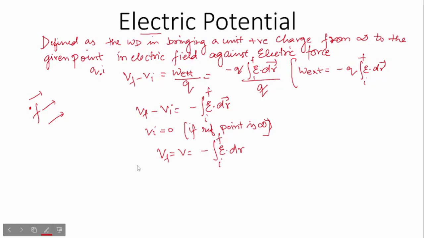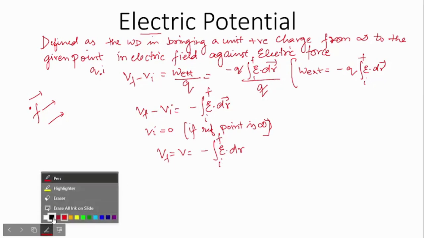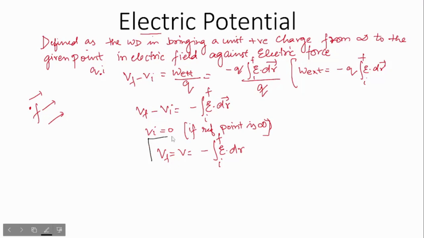This is our electric potential, which we require. Minus E dot dr from initial to final, and here our initial is infinity, from infinity to the final position where we require. So now we have to know how this formula came, that W external is equal to minus Q E dot dr from initial to final.